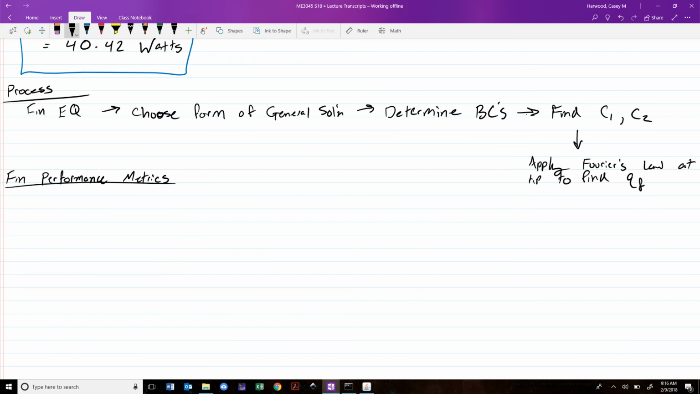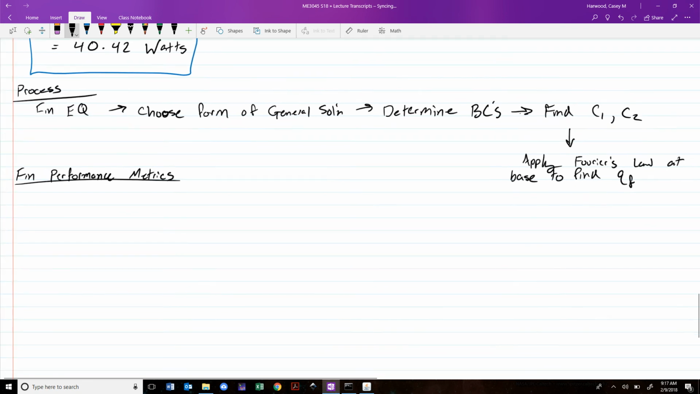Wouldn't we apply it at the base? Huh? Instead of the tip? Oh, did I say tip? Oops, my bad. Yes, you'd apply it at the base. I misspoke there. Thanks. Good catch.